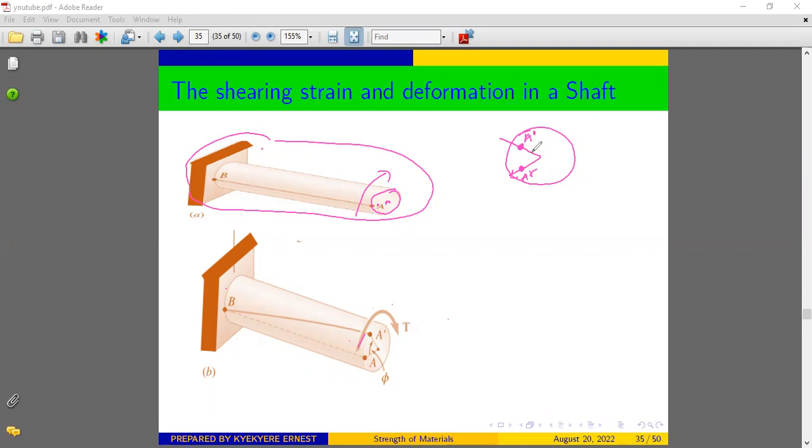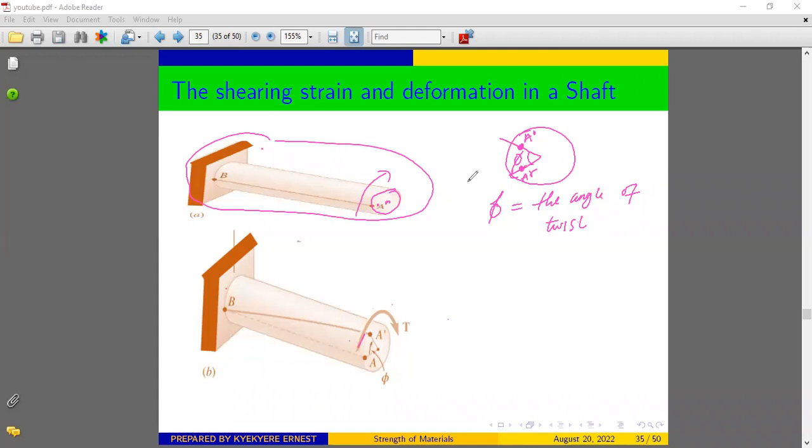And this angle at the free end of the bar, the angle through which this point moved at the free end, is referred to as the angle of twist. So phi is referred to as the angle of twist, which is the movement of the point when the torsional force was applied, the twisting of that point.